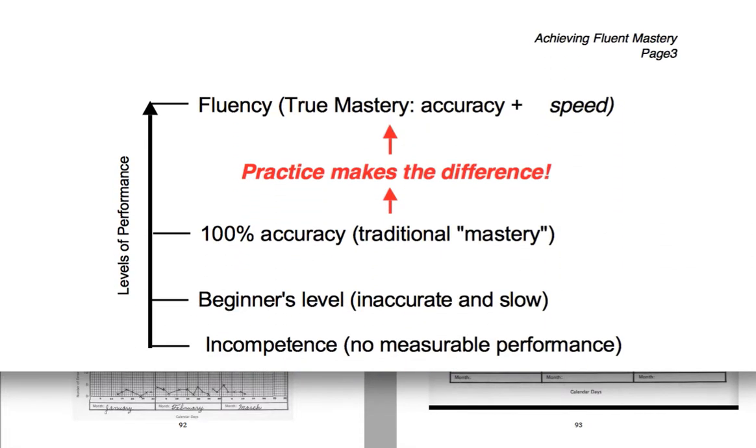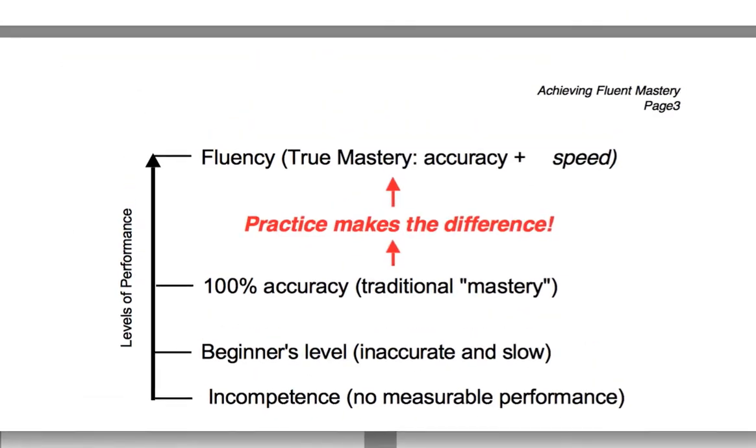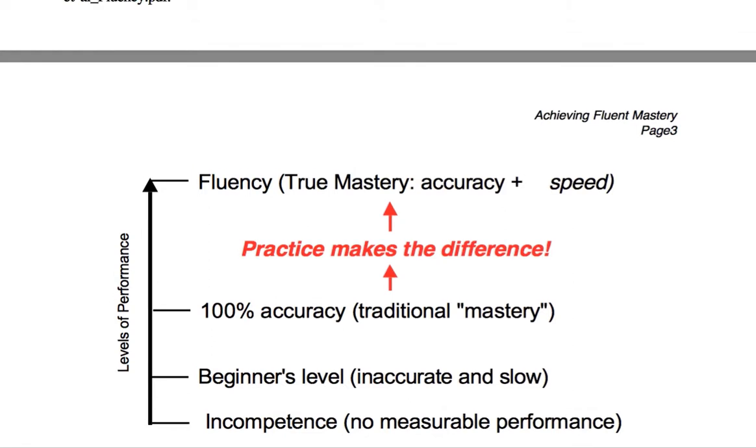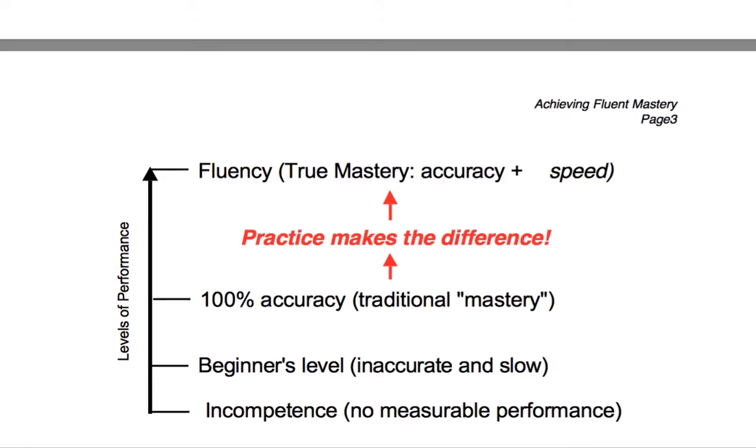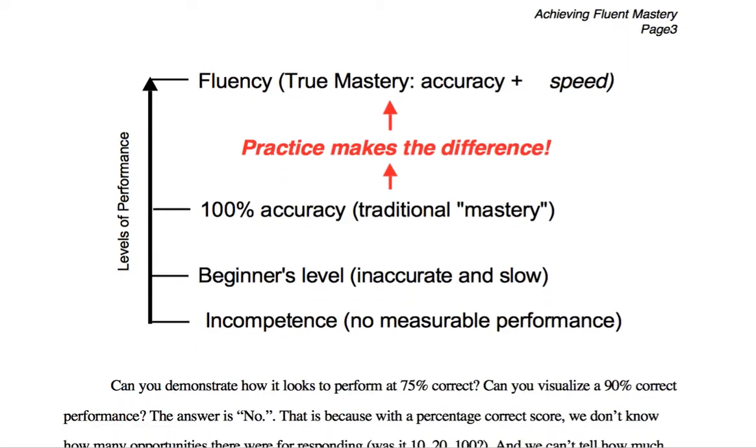Now take a good look at this chart right here, and let me make sure that I can put a little bit more of this on my screen. There we go. Notice, let's start at the bottom. Notice these are levels of performance. At the bottom we have incompetence, no measurable performance. A student that comes to me maybe in kindergarten and they don't even know the alphabet. Then we have the beginner's level. They're inaccurate, they make mistakes, and they're slow.